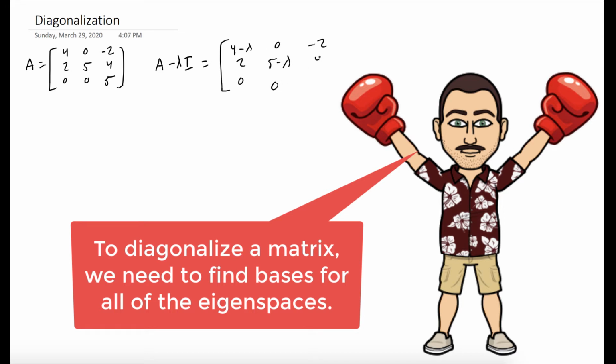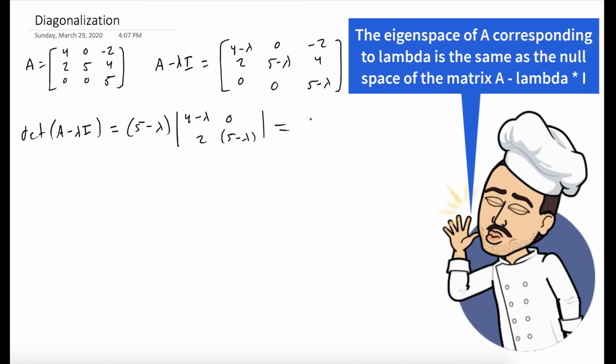So to find the eigenvalues, we look at the matrix A minus lambda I, find its determinant, and set it equal to 0. We'll use the cofactor expansion along the third row, and we'll see that the determinant of A minus lambda I is (5 minus lambda) squared times (4 minus lambda). We'll set that equal to 0, and we have eigenvalues 5 and 4.